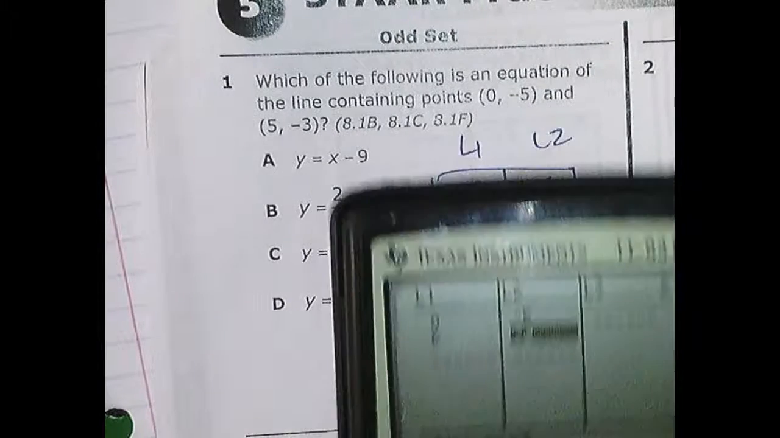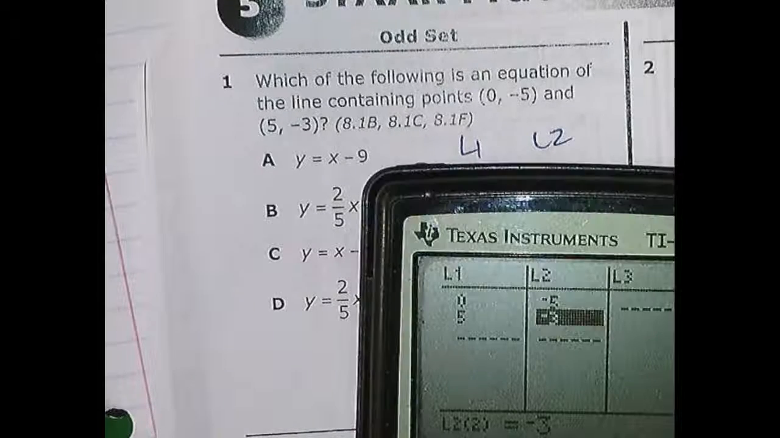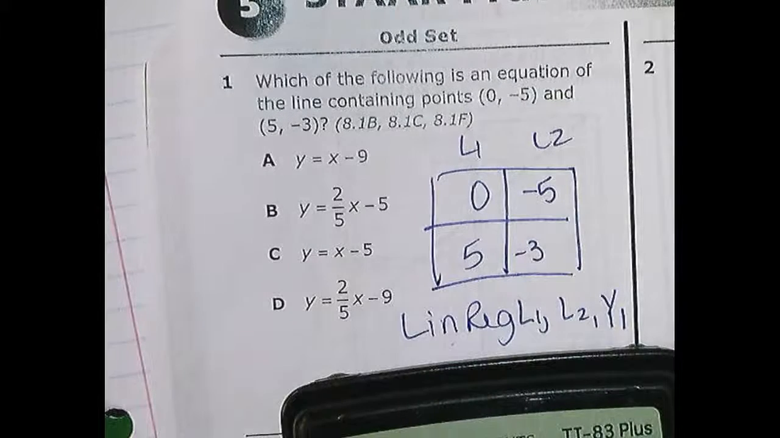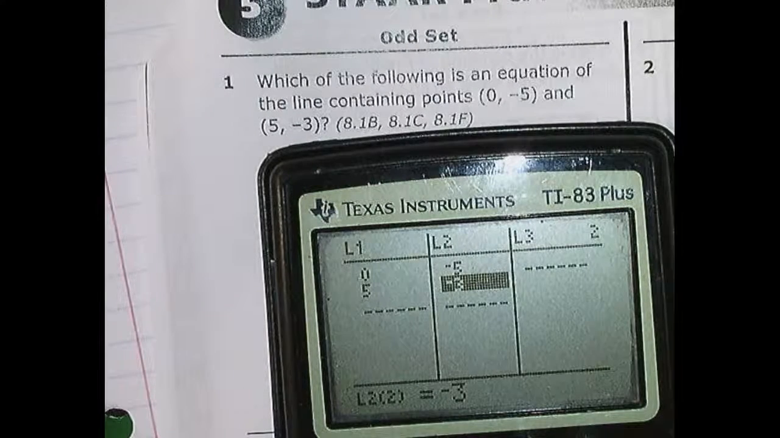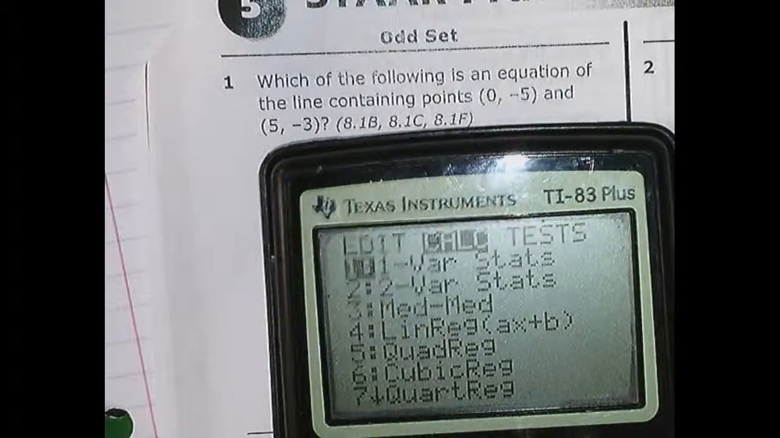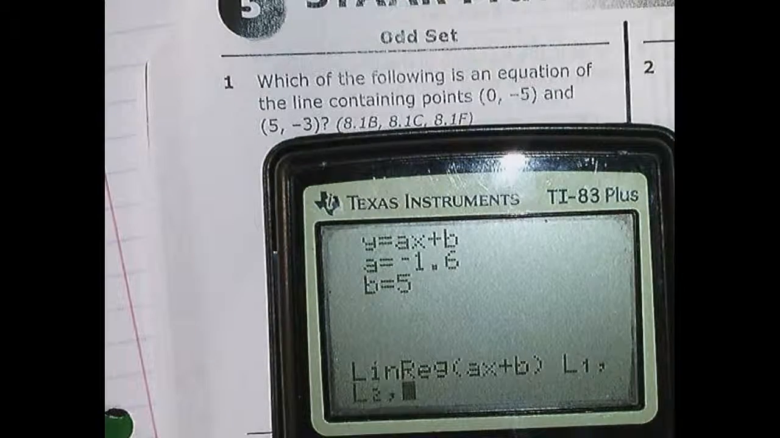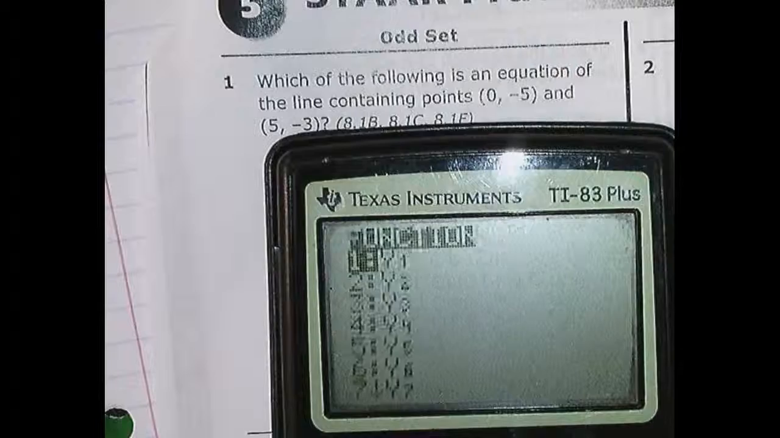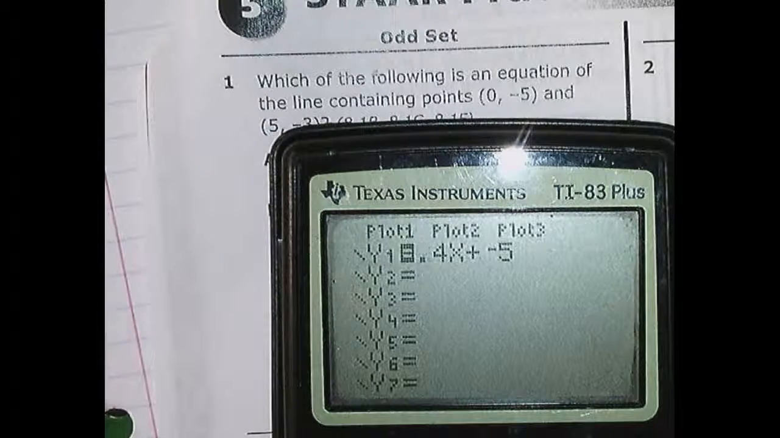Alright, so I've put them in my table for you, and I've got 0, negative 5, and I have 5, 3, and you can see that on the screen. Be mindful that you put the negatives in and make sure what's positive. If you leave the negatives out, it's definitely not going to work. So you're going to go to Stat, you're going to go to Calculate, you're going to go to LinReg, then list 1, comma, list 2, comma, then you're going to go to Vars, Y-Vars, Function, Enter, Enter. I like the Y equals button. It's easier to read. So I've got 0.4x plus negative 5.